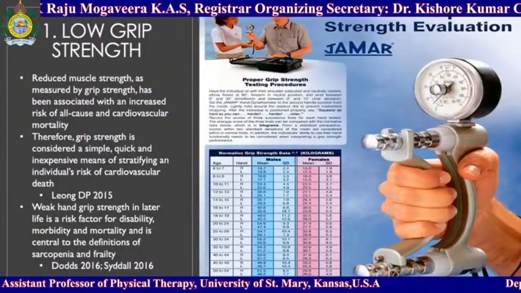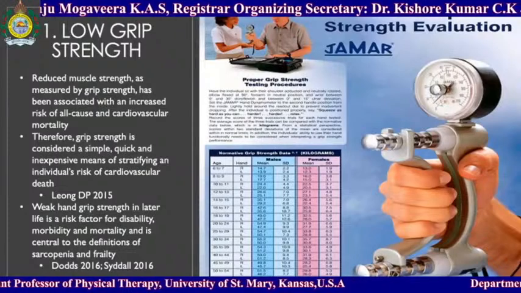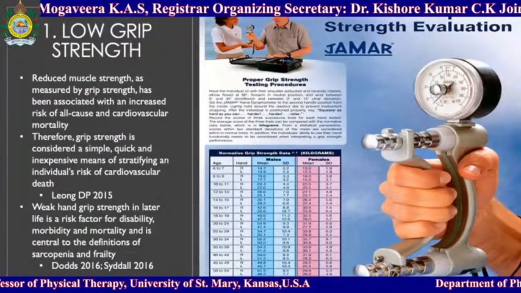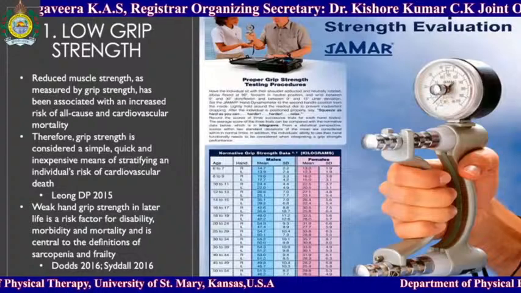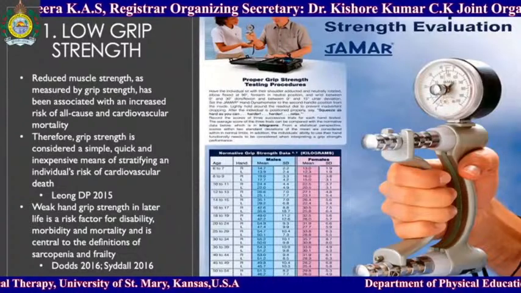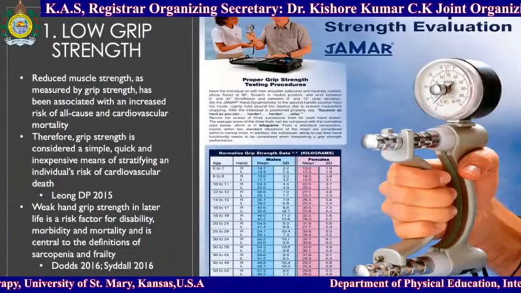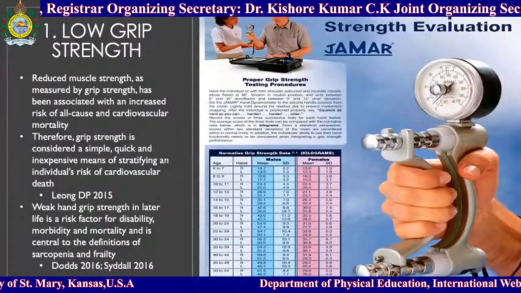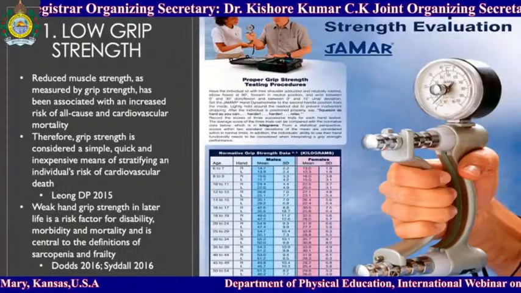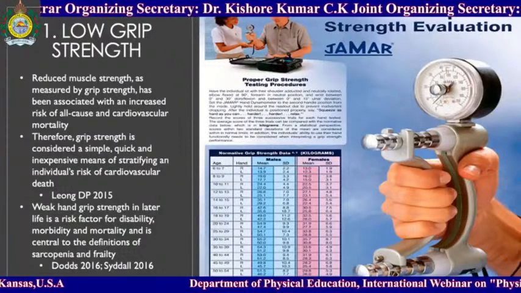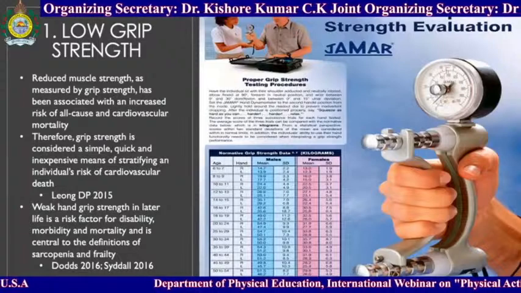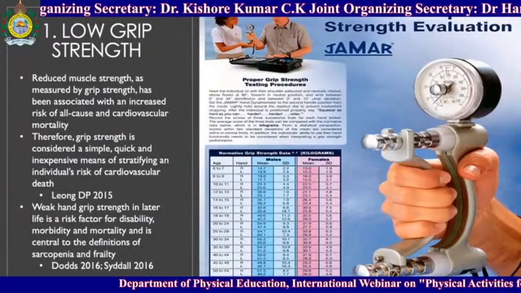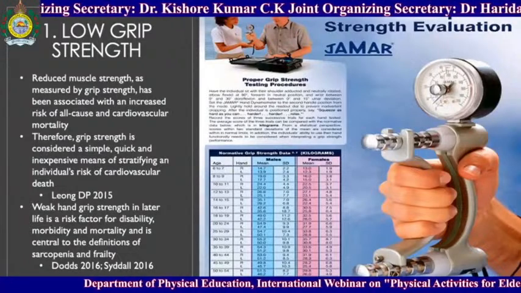You think about all the different things a patient has to do with a strong grip strength as far as carrying items, practicing different ADLs, cooking for themselves, lifting things. That's why it has such a big carryover. It's also an independent risk factor for morbidity and mortality, and it really is central to the definitions of sarcopenia and frailty, like we're going to discuss. So that's the first aspect.